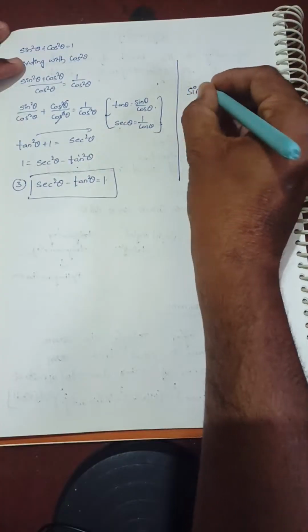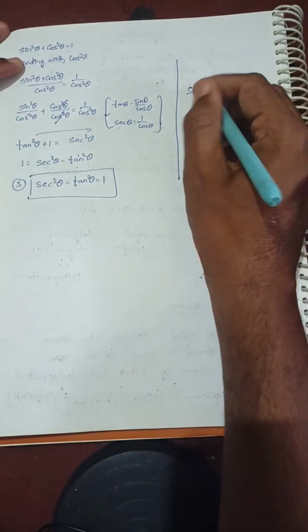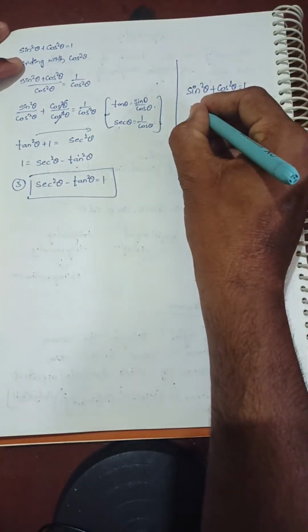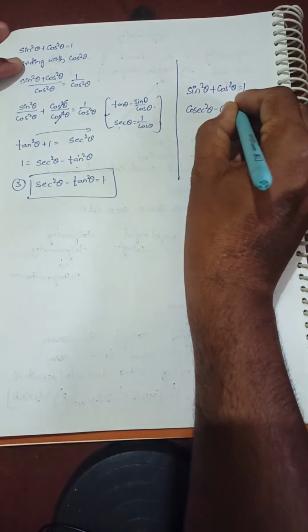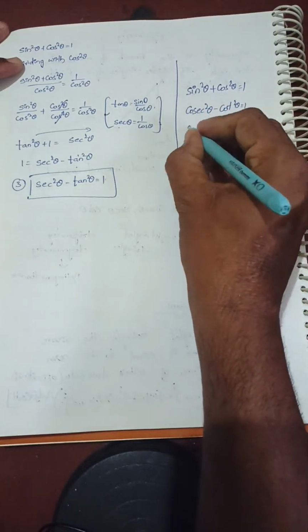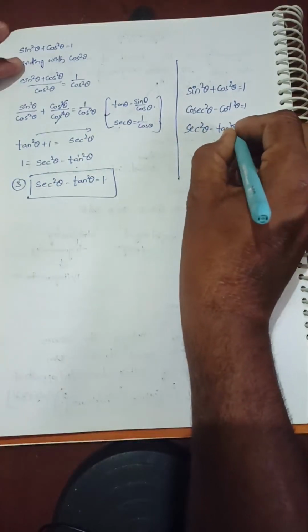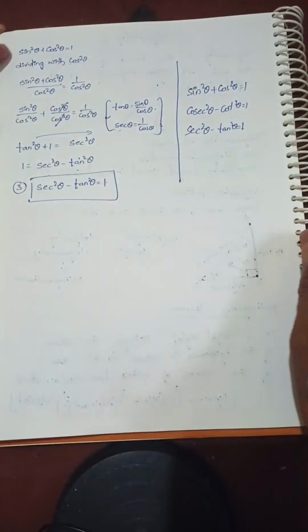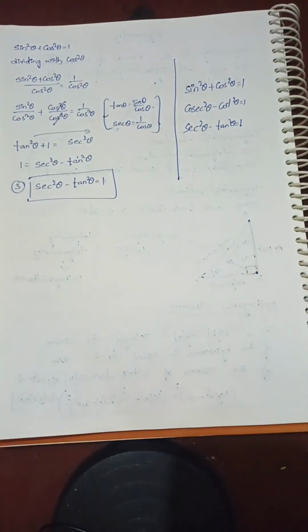Now I am going to write here all the three identities neatly. First one is sin square theta plus cos square theta is equal to 1. Second one is cosecant square theta minus cot square theta is equal to 1. Third one is secant square theta minus tan square theta is equal to 1. So these are the standard three identities which are very important.